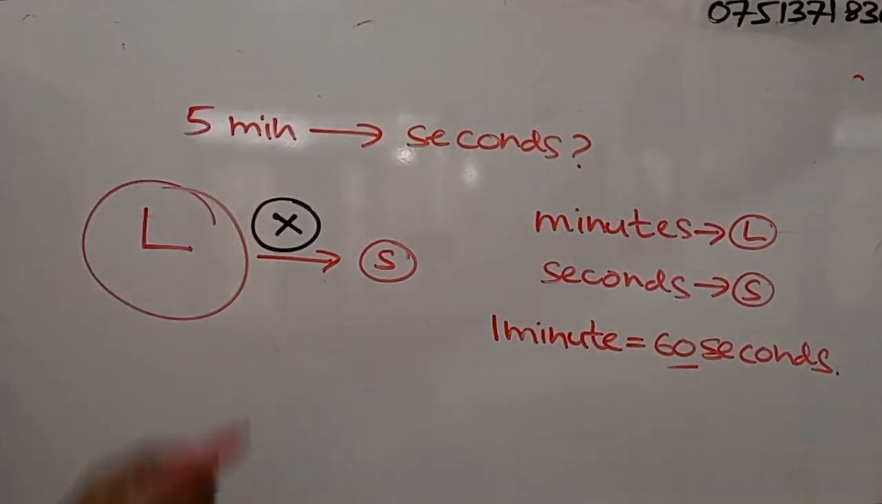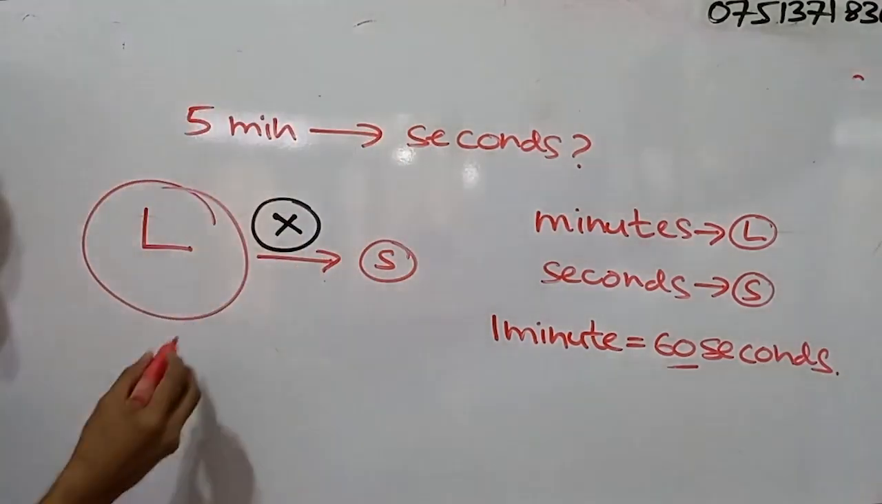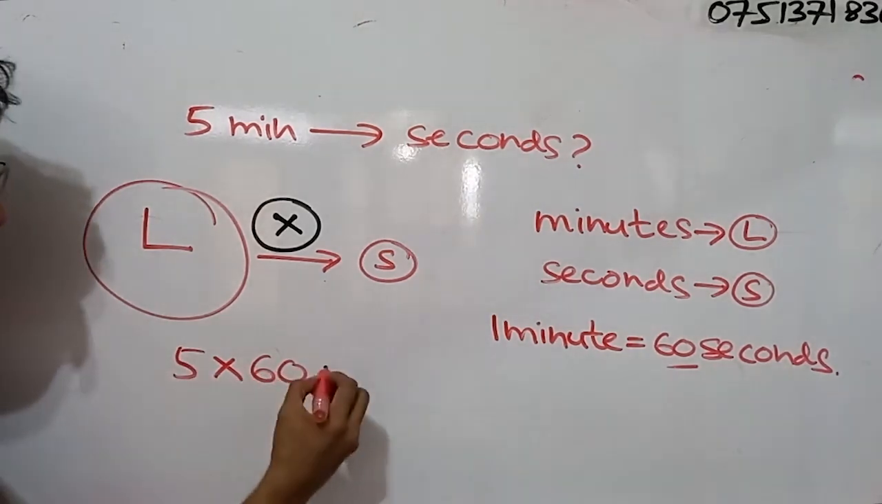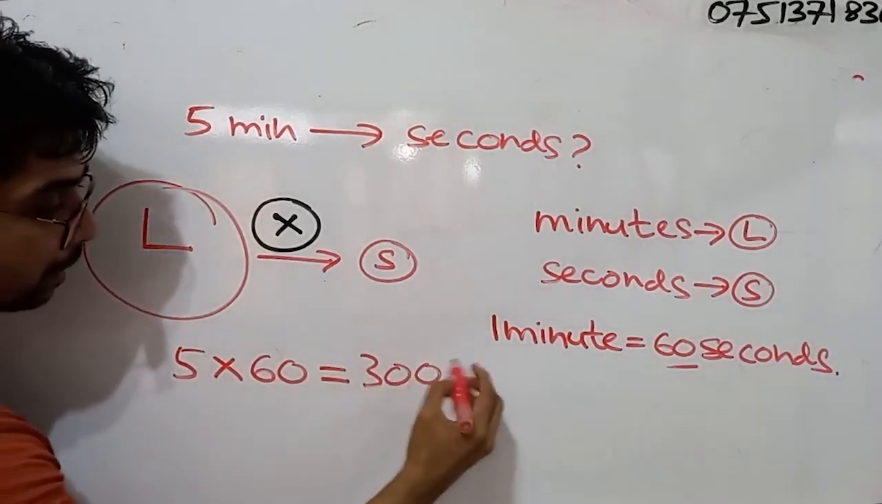60. So how do we convert 5 minutes into seconds? Take 5 and multiply that by 60. 5 times 60, we know that is 300.